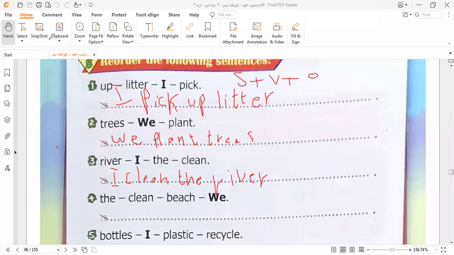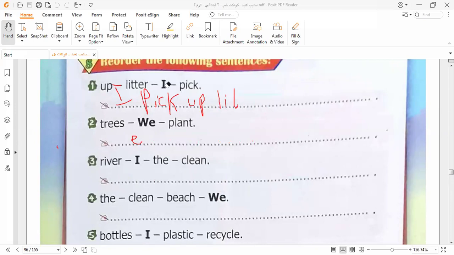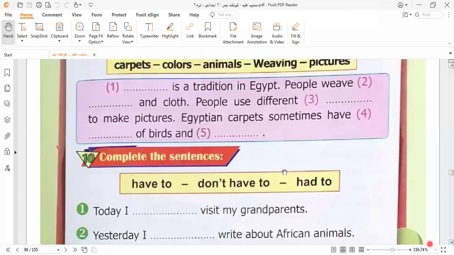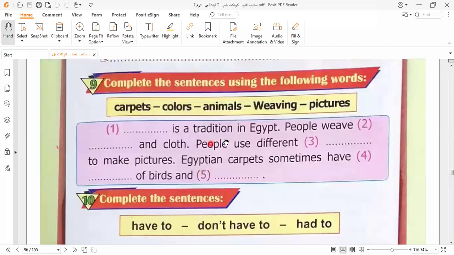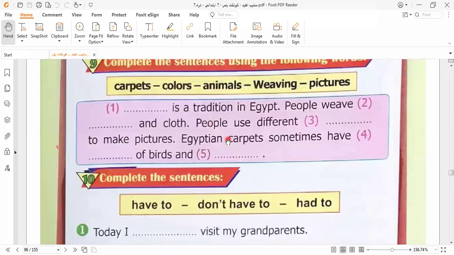So I answered three of them. I will leave the rest to do it as homework. Let's go to another one. Here is weaving is a tradition. Weaving is a tradition in Egypt.